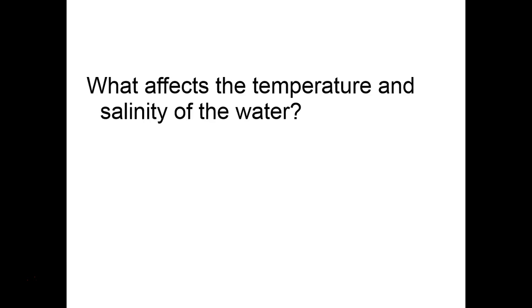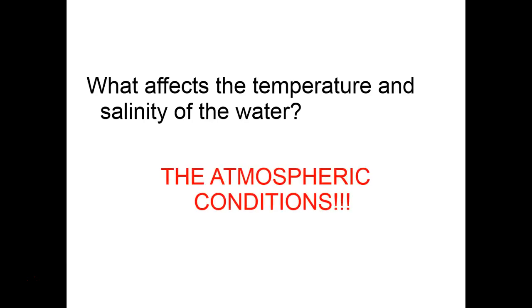So what affects the temperature and salinity of the water? The atmospheric conditions, like we learned about last week. Places where the sun is heating the earth are going to be warmer, right? Places that are not heated are going to be colder. Areas where you're getting a lot of rain are going to have lower salinity. Areas that have a lot of evaporation are going to have higher salinity, etc.